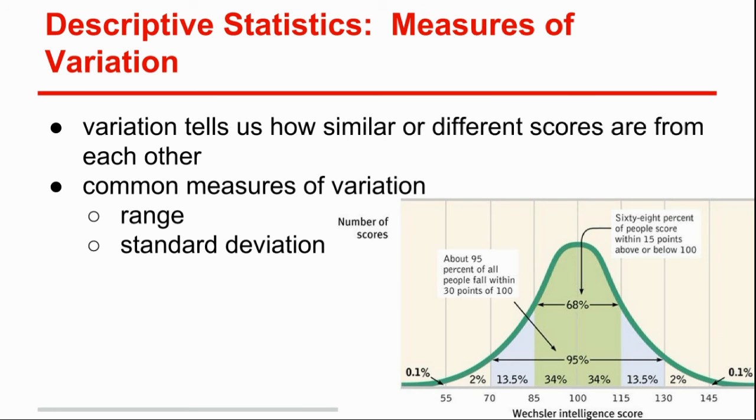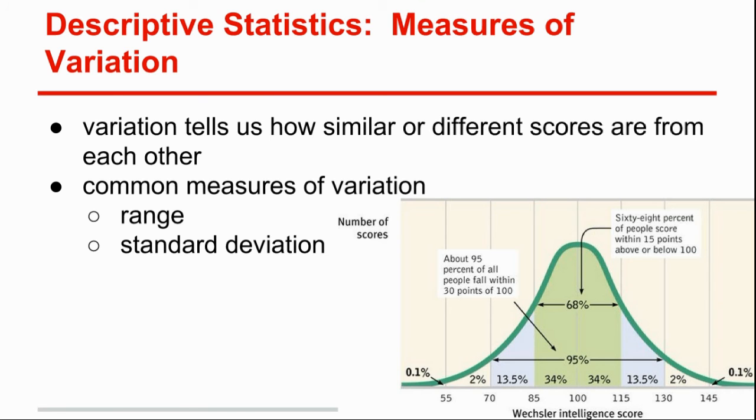One that is a little bit more complex, it's not really that complex, but is a little bit more complex, is standard deviation as a measure of variation. If measures of central tendency were trying to come up with a single data point to represent an entire set of data, variation tells us the extent to which the scores within a data set are similar or different from each other.